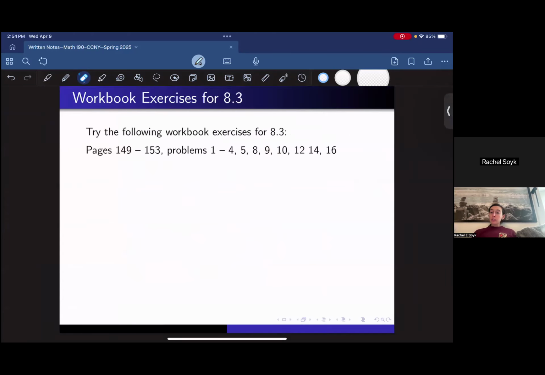And that was our last example from this section. These are some additional workbook exercise problems for you guys to check out on your own to really reinforce your understanding of this material. But other than that, I hope that this was useful.